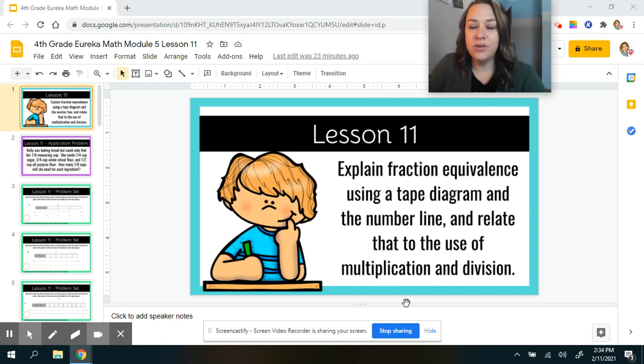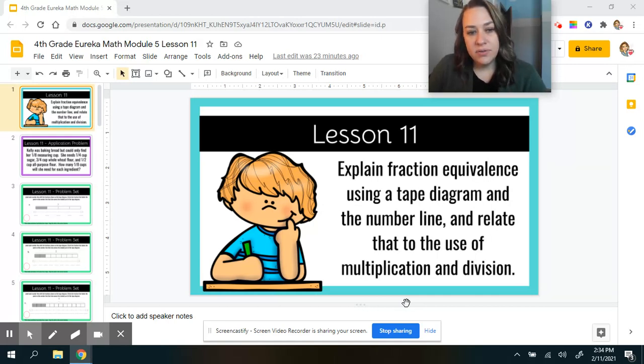In this lesson, we are going to look at equivalent fractions with our area models, with our tape diagrams and number lines to show equivalence. So our objective is I will be able to explain fraction equivalence using a tape diagram and the number line and relate that to the use of multiplication and division.